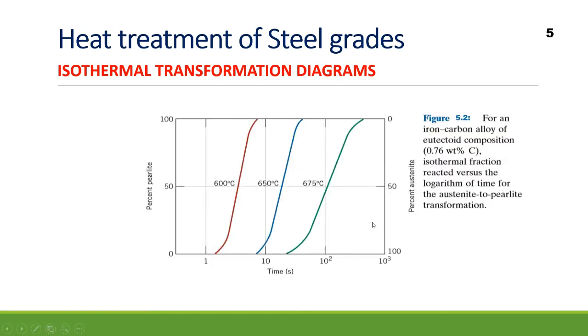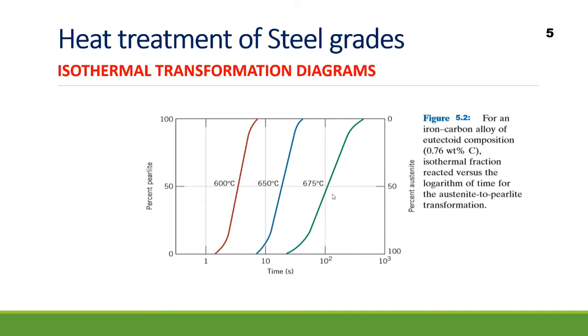So here we get a curve for an iron carbon alloy of eutectoid composition, 0.76, and you see it here versus the logarithm of time. I think it's now a very familiar type of variation for you, as we have already discussed the JMAK or Avrami equation, which gives us the kinetics of the transformation.